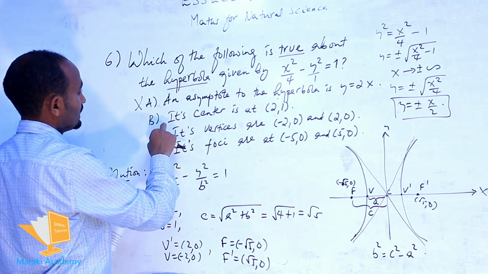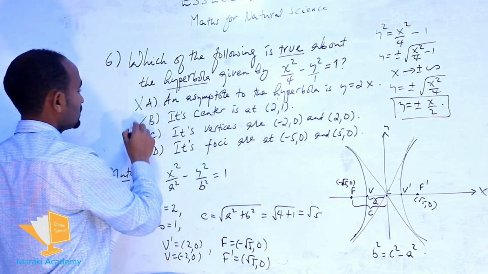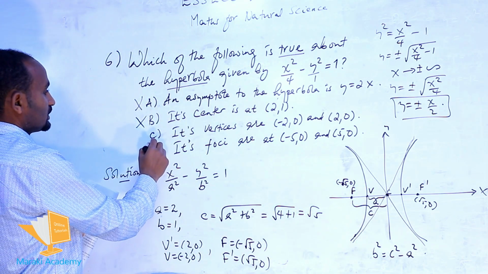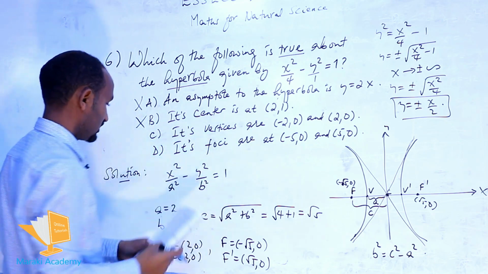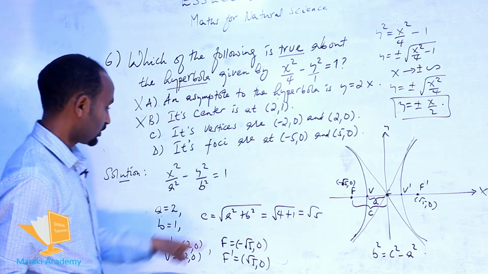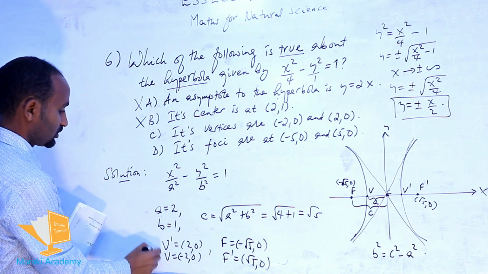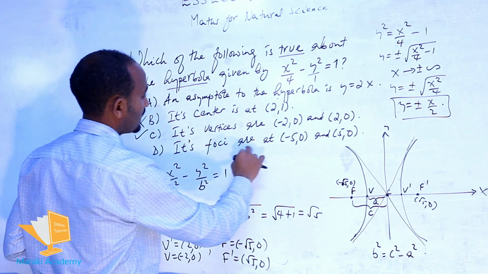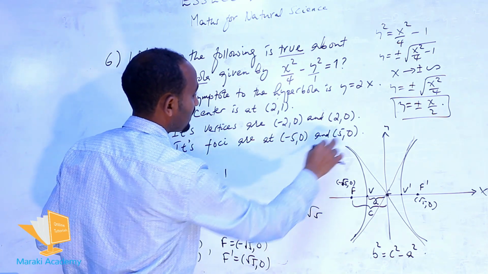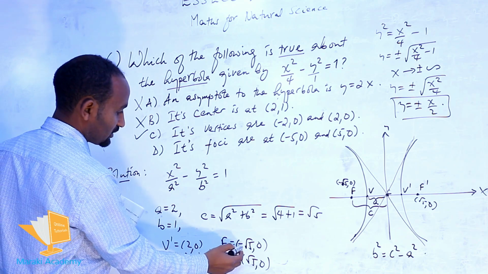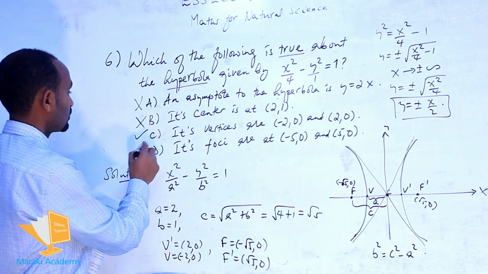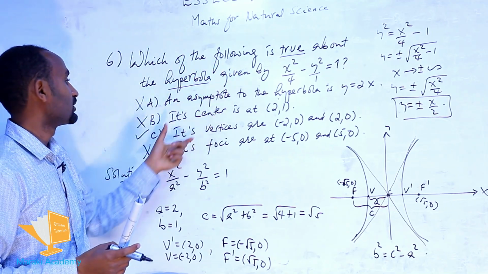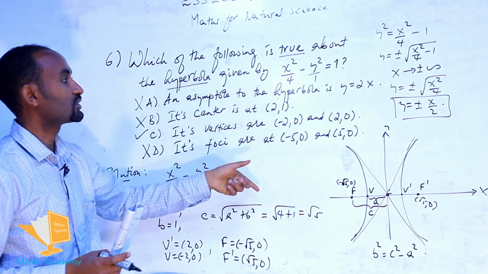Next, its center is at 2, 1. This is incorrect because the center is the origin. Third, its vertices are minus 2, 0 and 2, 0. The two vertices. So it's correct. And D, its foci are points minus 5, 0 and 5, 0. But the focus points are minus root 5 and root 5. So this is incorrect.